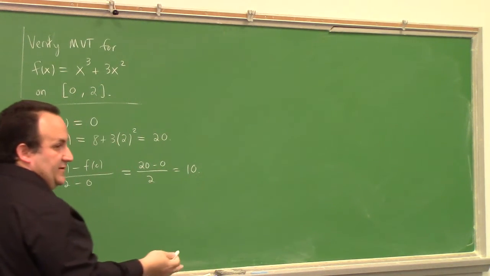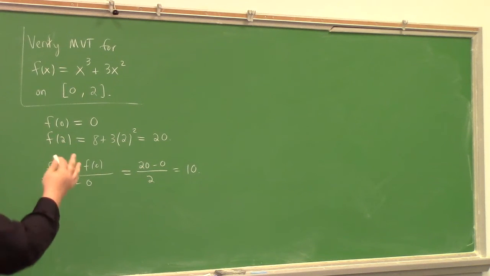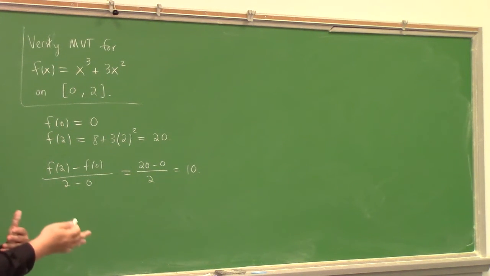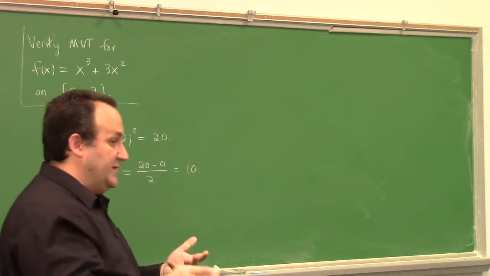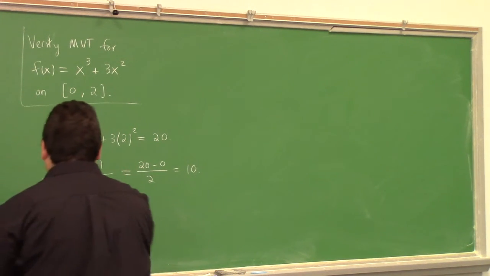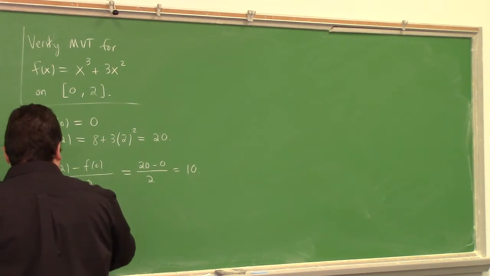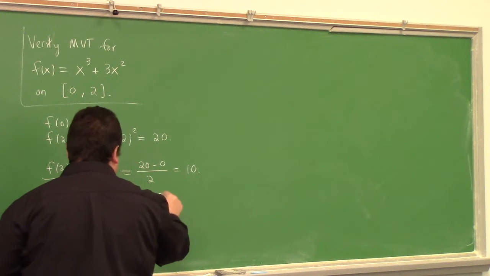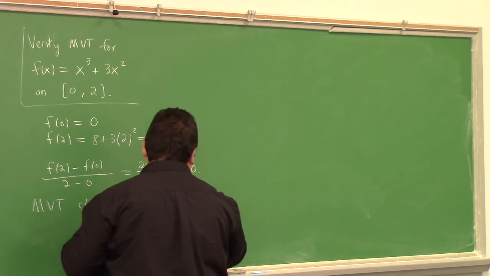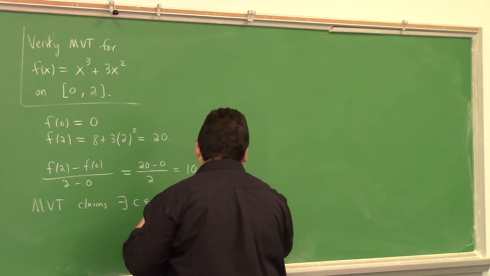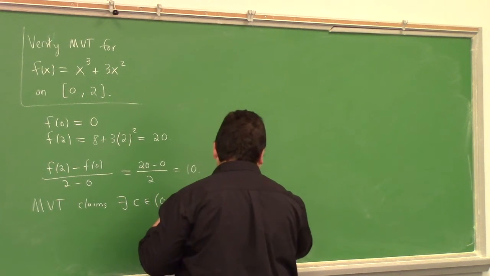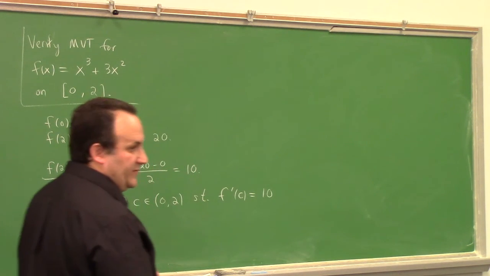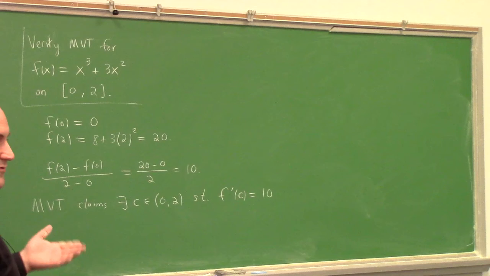So the mean value theorem says that this average rate of change over 0 to 2 is matched by the instantaneous rate of change at some constant, right? That's what the mean value theorem says. It claims that there exists c in 0 to 2 such that f prime of c is equal to 10. Right? f of b minus f of a over b minus a. Here a is 0, b is 2.